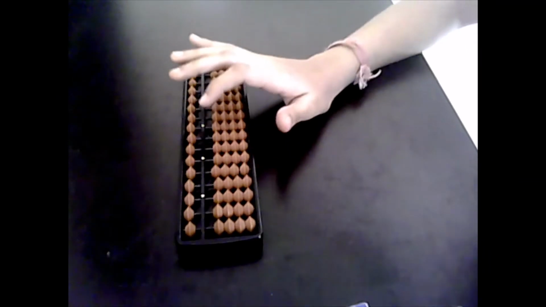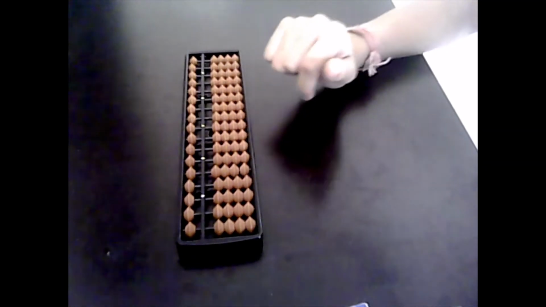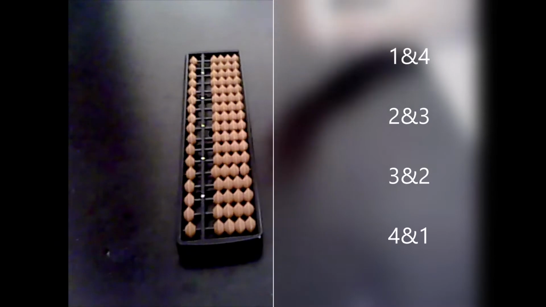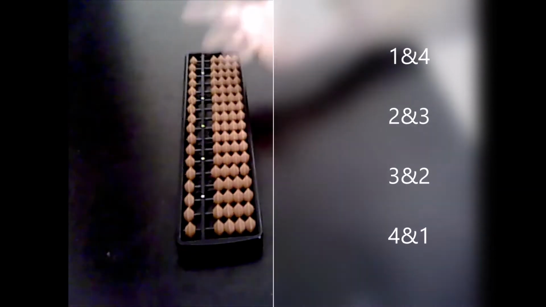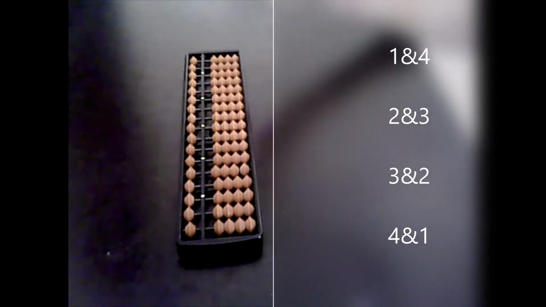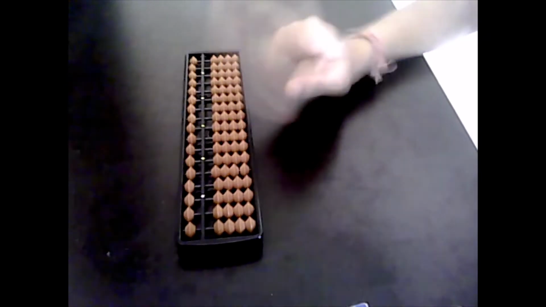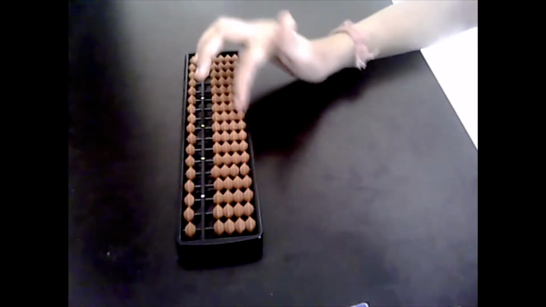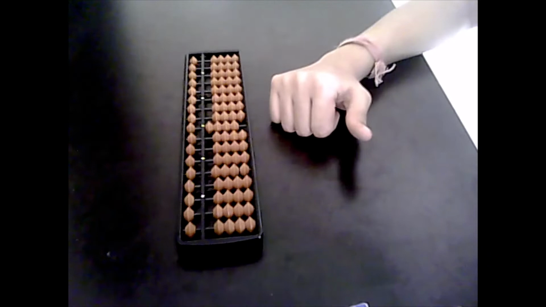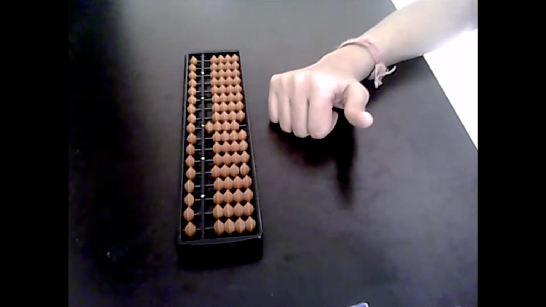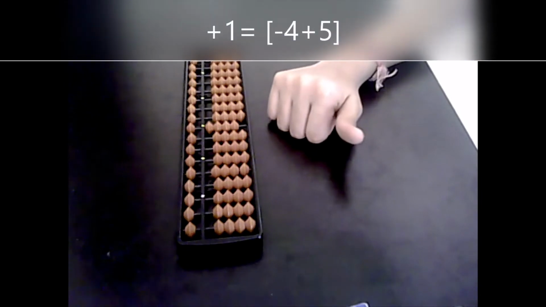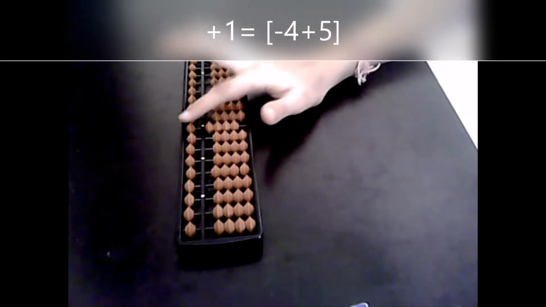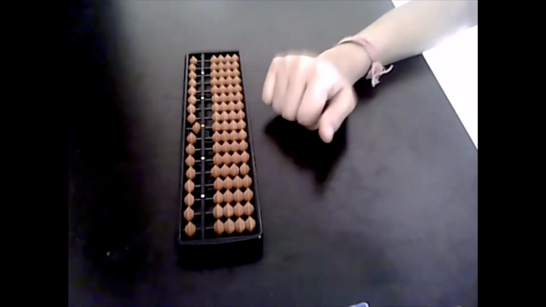So in this video I will be telling you the plus 1 complements. 1's friend is 4, 2's friend is 3, 3's friend is 2 and 4's friend is 1. By this I mean when I have 4 and I have to do plus 1, I will use the plus 1 complement. And what does it say? Plus 1 is equals to minus 4 plus 5.